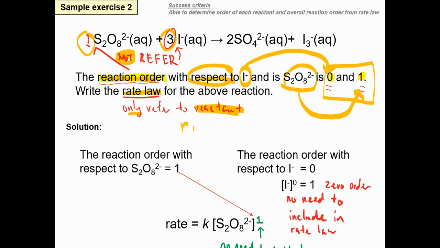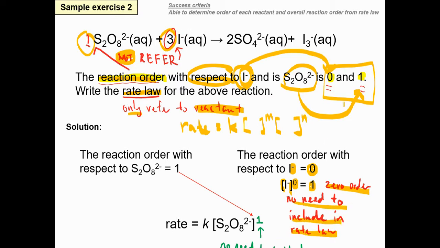Rate law means you need to write rate equals to, must have k, rate constant, and then the concentration of your reactant, which we have 2, to the power, actually it's the order, but here we write down like power. Let's move with number 1. We have order for iodide ion is 0. When it is power of 0, it equals 1. So remember when we have 0 order, we do not include it in the rate law.